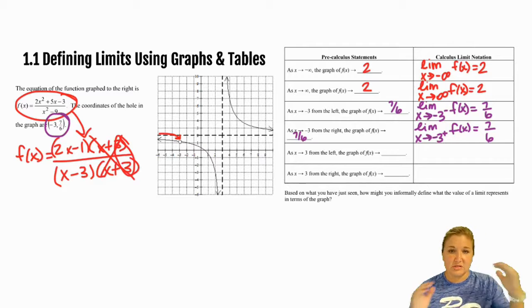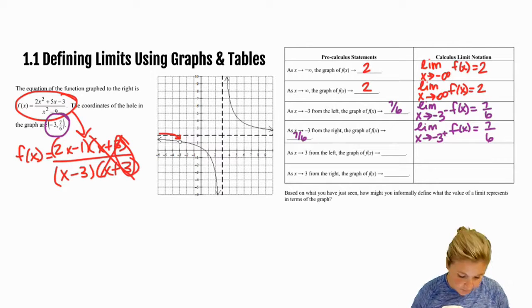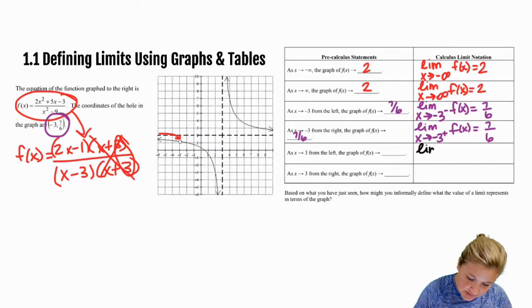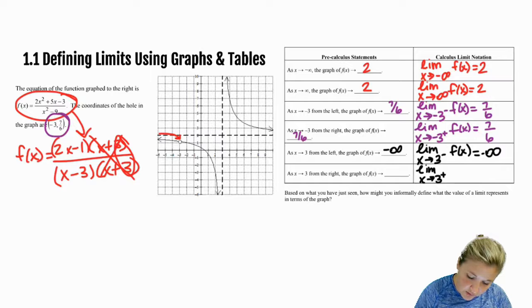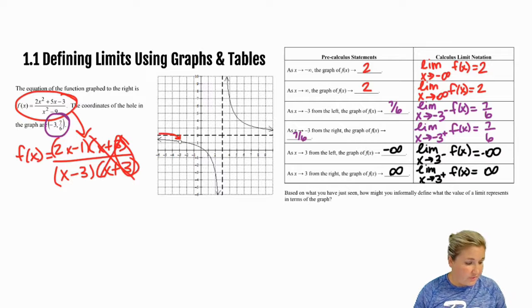Since those meet together, we'll learn about that a little bit later. So then as x approaches positive 3 from the left, we would write that as the limit as x approaches positive 3 from the left. We still write a negative sign up there of f of x. So from the left is going to be negative infinity. And then the same thing from the right, the limit as x approaches 3 from the right of f of x is going to be equal to positive infinity. So we write that as positive infinity.